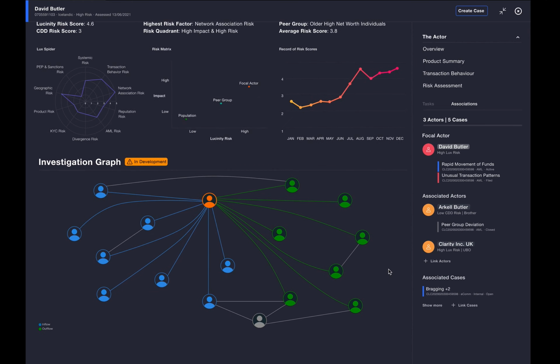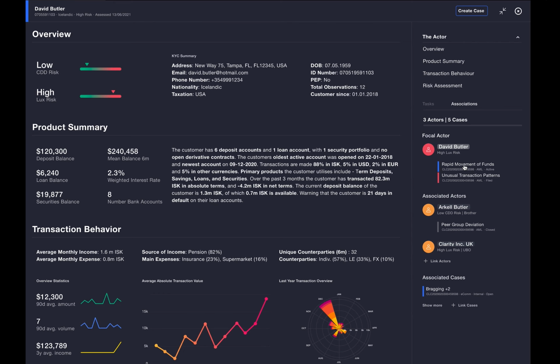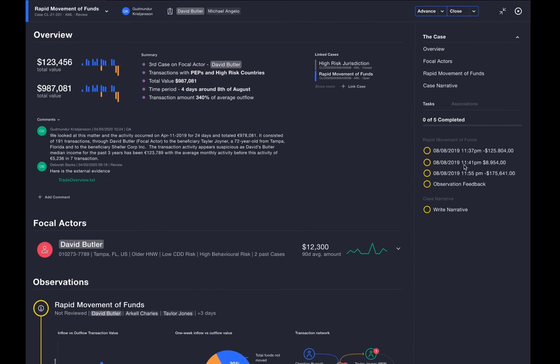We're also building upon an investigation graph, which will allow our users to fully interact with the transaction network and the known associations with other actors in the system. Going back to the original case, I can also escalate this case and use Lucinity's standalone SAR manager to further conduct my regulatory filing.